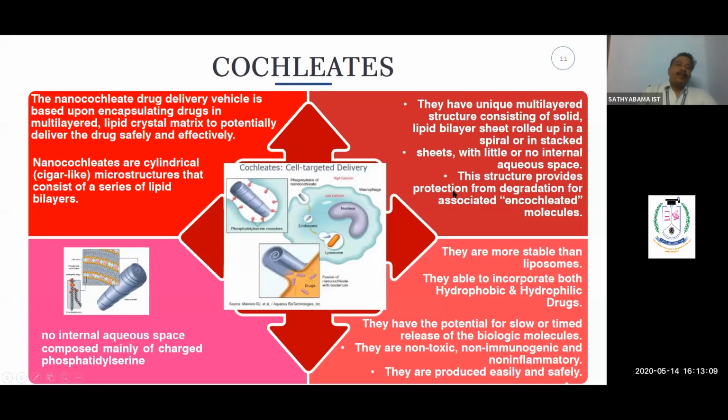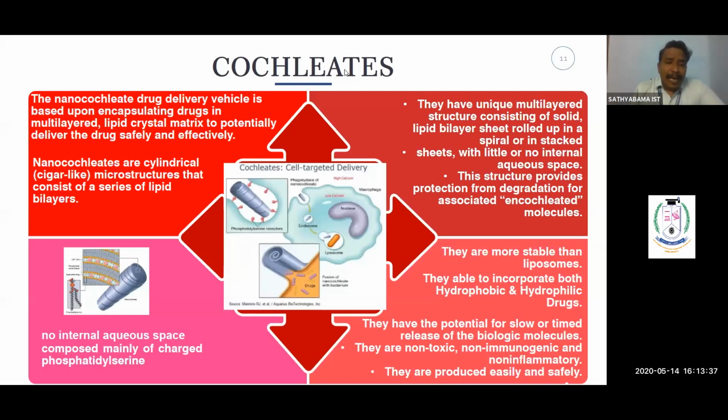Okay, the cochleates, the next one which we are going to talk about, are comparatively a more modified version, because in the previous cases we have been seeing spherical structures, but this one is actually a sheet. It's just a sheet, and this sheet is rolled up, and inside it has been collected with a lot of different kinds of components.